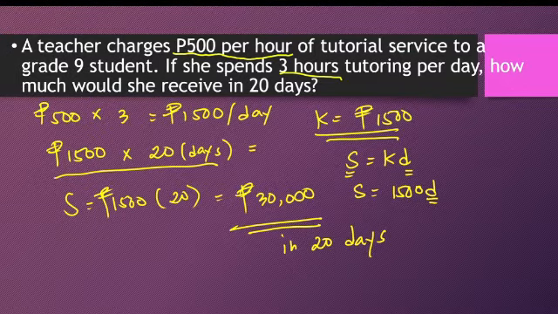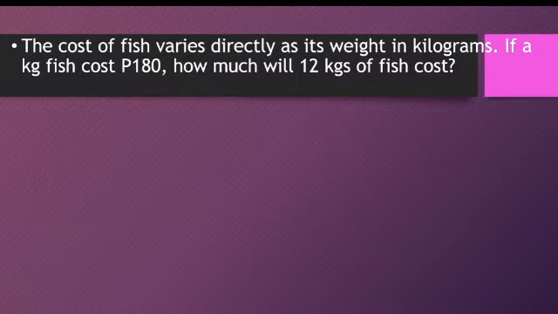Ayan. Okay, ito yung isa example ng direct variation for real life-based situation. Let's have another. The cost of fish varies directly as its weight. So, gamit na lang tayo ng C for the cost of fish equal to KW. And then, per kilogram of fish kasi is 180 pesos. So, probably ang constant natin dyan is yung 180 pesos. No? 1 kilogram is 180 pesos eh.